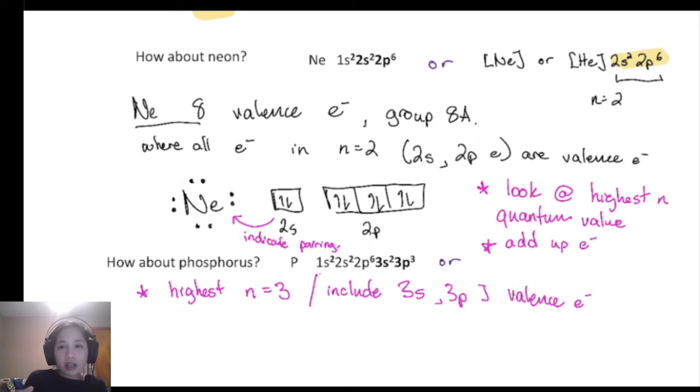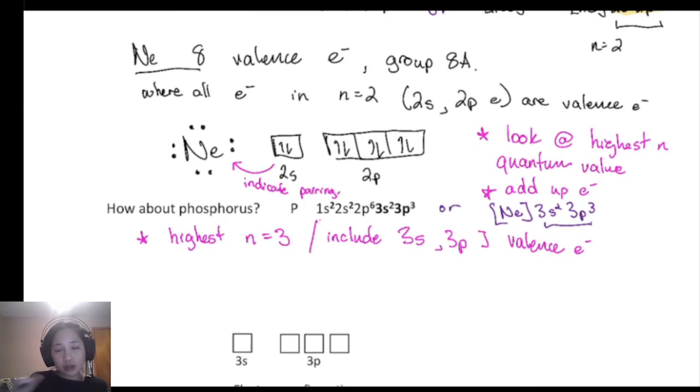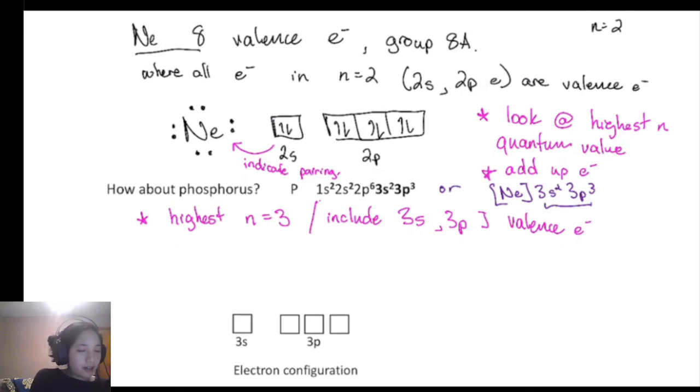If we wanted to write out its noble gas configuration, we could rewrite this using neon, so it could be neon, 3s2, 3p3. Again, this also indicates our valence electrons are within this n equals 3 group. With n equals 3, this indicates that there are 5 valence electrons total.